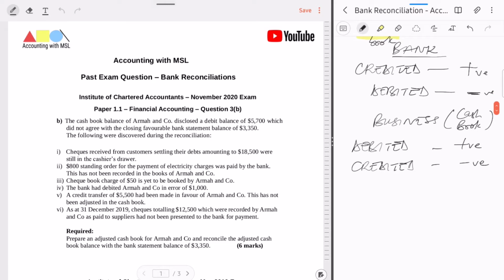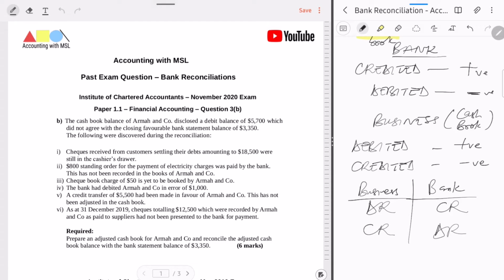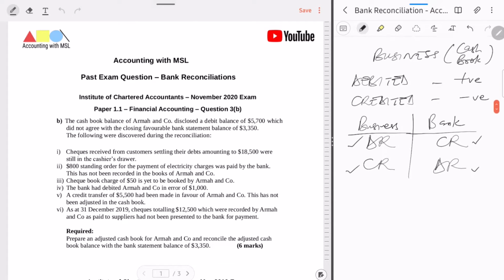What do I mean? Let me do this little table. So business, and then what? Bank. When the business debits, the bank credits. When the business credits, the bank debits. If you know this, we are good to go. Whenever a transaction is credited in the bank, or from the perspective of the bank, the business should debit it. Whenever a transaction is debited from the perspective of the bank, the business should credit it. Now that we know this, let's start.